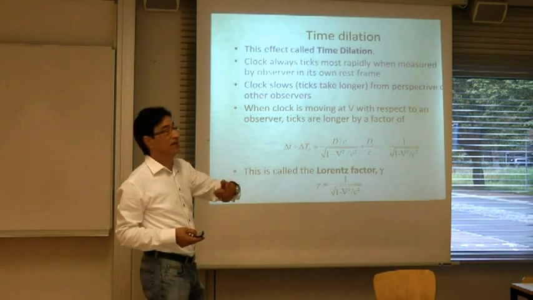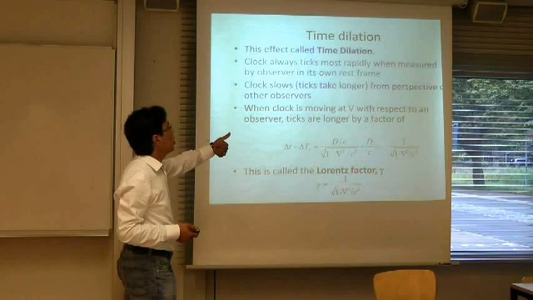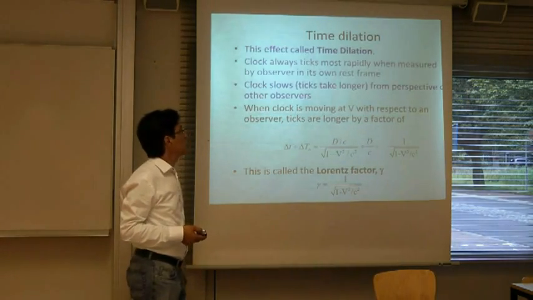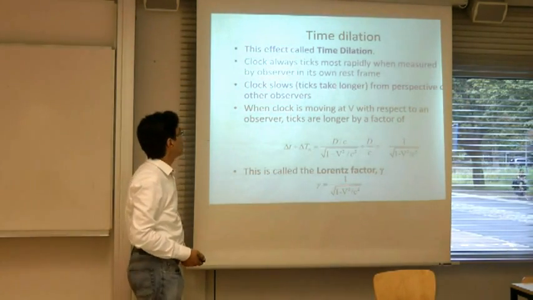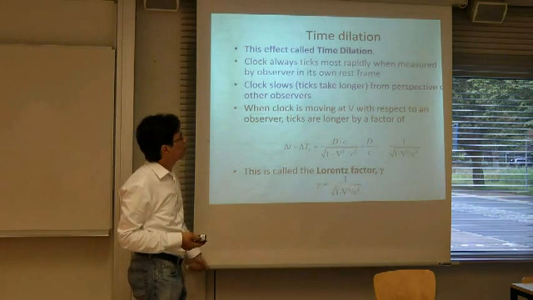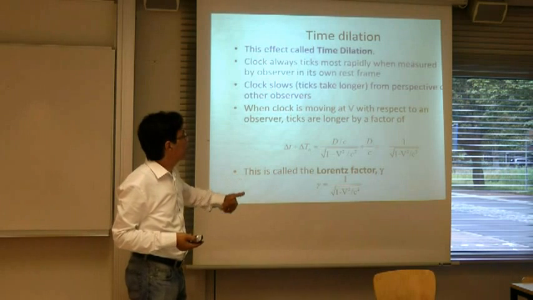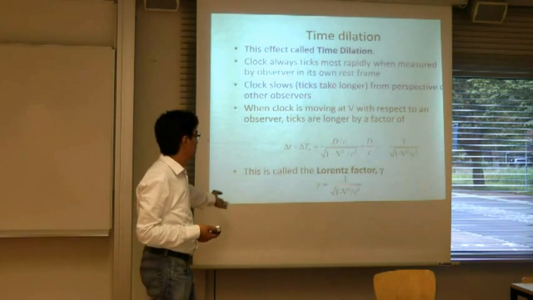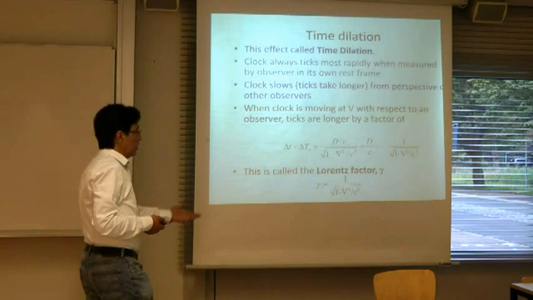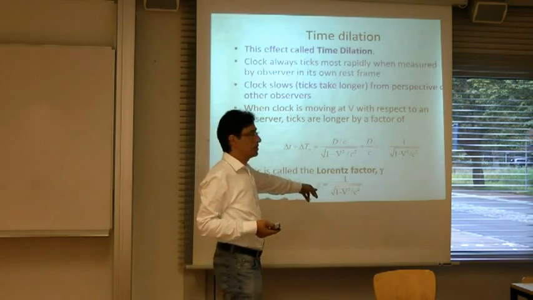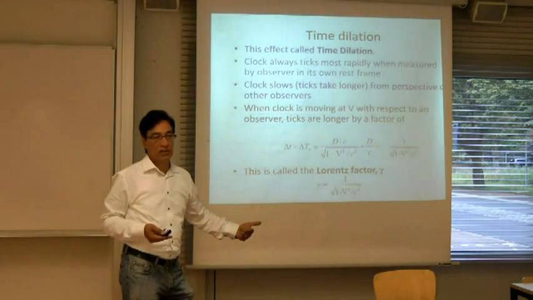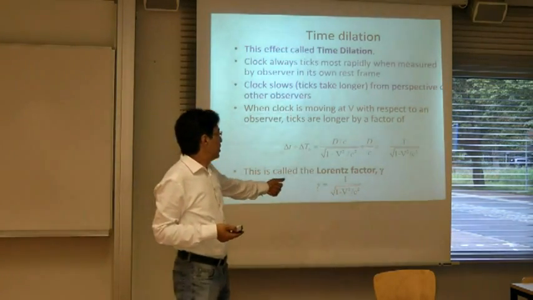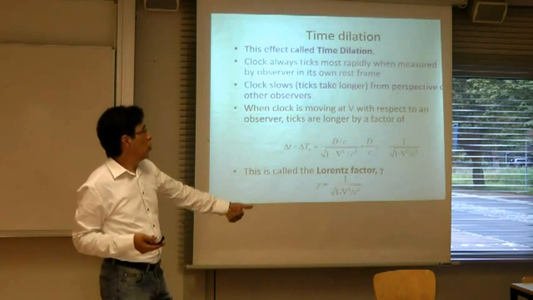Time dilation is coming out of that. This effect is called time dilation. A clock always ticks most rapidly when measured by an observer in its own rest frame. We are the observer, and this is our rest frame. A clock slows, ticks take longer from the perspective of other observers. When a clock is moving at velocity v with respect to an observer, ticks are longer by the Lorentz factor. This is the Lorentz factor, gamma. It is not equal, it's congruent. You know what congruent is, yeah? It's congruent to 1 over the square root of 1 minus v squared over c squared.